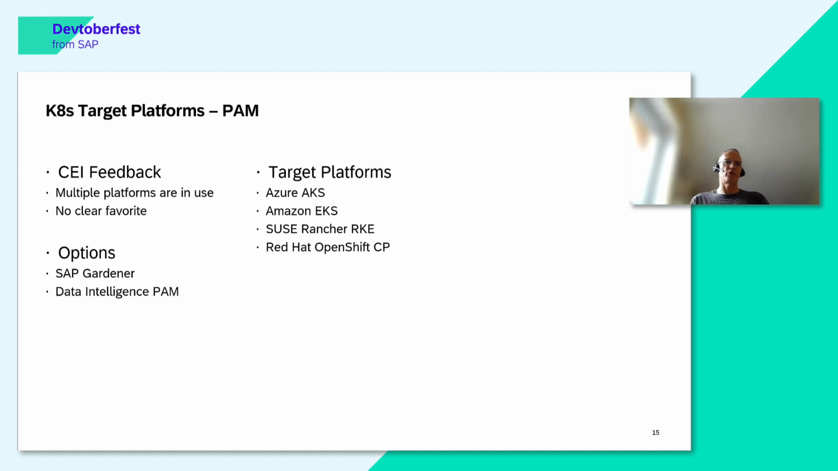And the conclusion for us was that we also will go with the platform availability matrix, and we'll start, or the target platforms will be the hyperscalers, Azure and Amazon, and also the most used or the predominant Kubernetes on-premise platforms, which is the SUSE Rancher and Red Hat OpenShift container platform. And so in that direction, we hope, let's say, that we can cover most of the customer use cases.